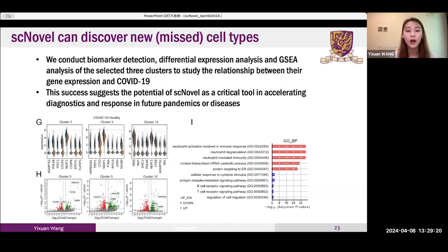I also want to highlight that though in our experiment we mainly use a COVID-related dataset for the case study, scNovel's analytical framework can be easily applied to various other diseases.